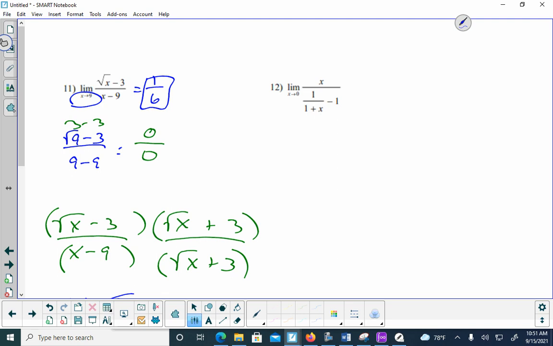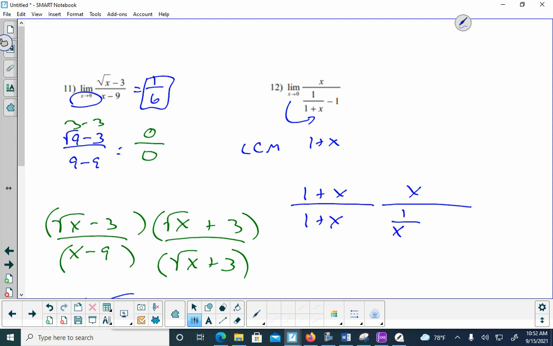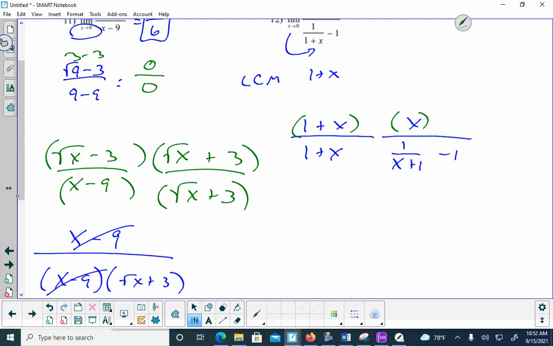Okay, number 12. I try and do it, and when I put 0 in here, that's undefined. I do realize that I have a fraction within a fraction, so I'm going to try and multiply by my least common multiple. The least common multiple is just going to be that 1 plus x, because that is my only denominator. So I'm going to multiply by 1 plus x over 1 plus x, and I'm multiplying that by x over 1 over x plus 1 minus 1. Here, when I take this times this, my numerator, I'm just going to write it as x times 1 plus x.